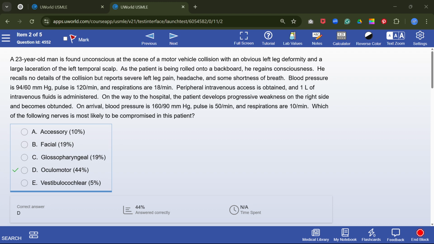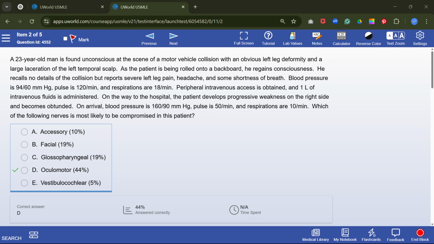So hypotension, not that tachypnea. Peripheral IV access is often established and 1 liter of fluid is given. On the way to the hospital, the patient develops progressive weakness of the right side of the body.